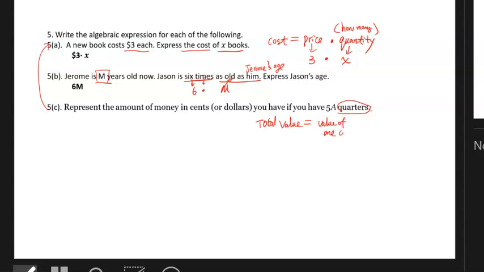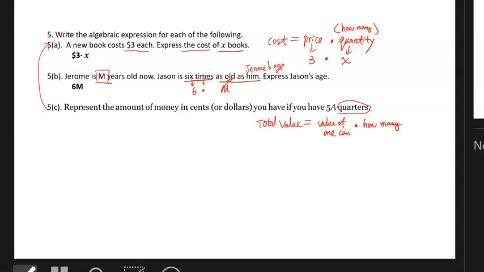one coin, whatever it is, whether it's a quarter or a dime or a nickel or a penny, times the quantity, again times how many. So it's very similar to the first question, cost. It's talking about the books, but here we're talking about quarters, coins. And usually when we buy things, we call it the price, how much we pay for one book. But here it's the value of one coin.